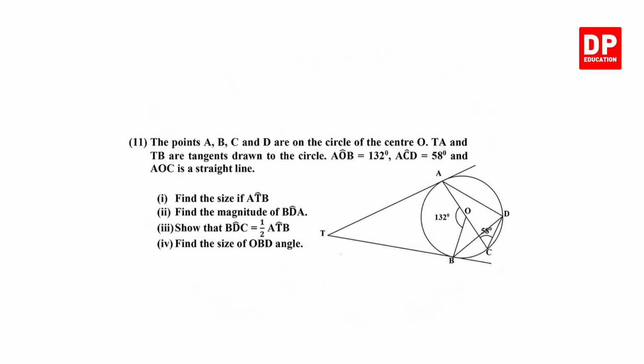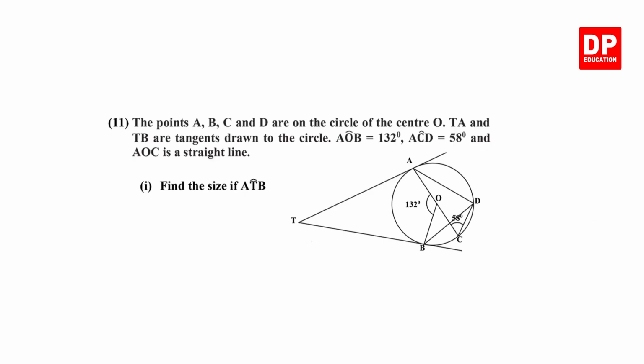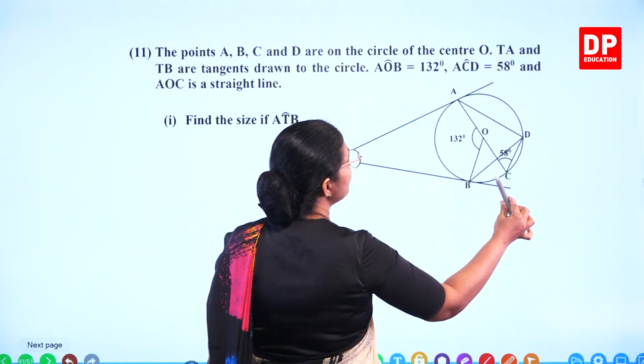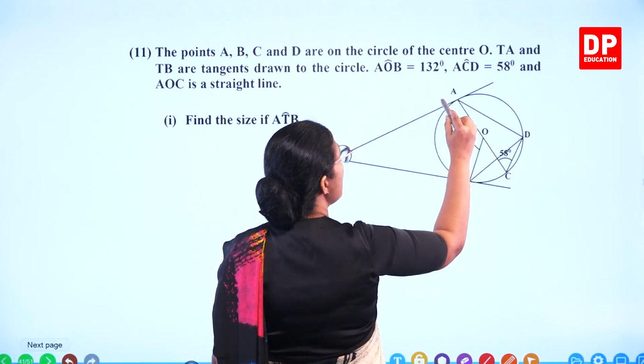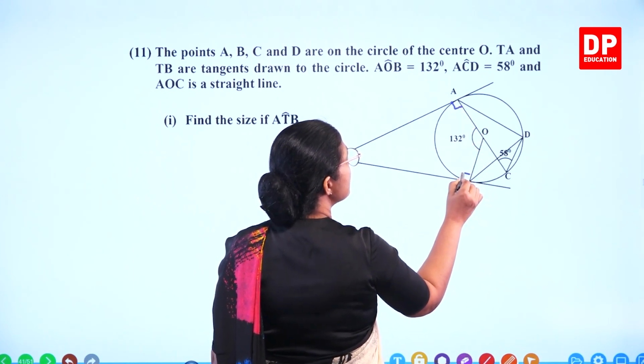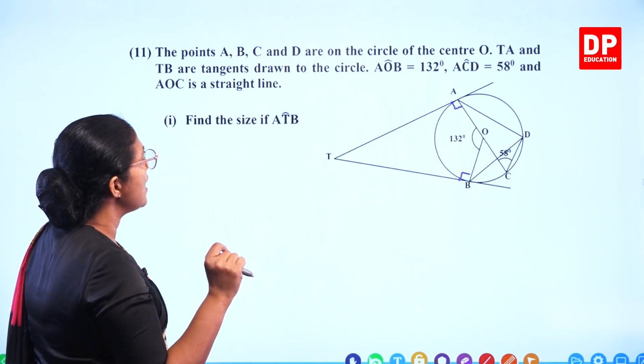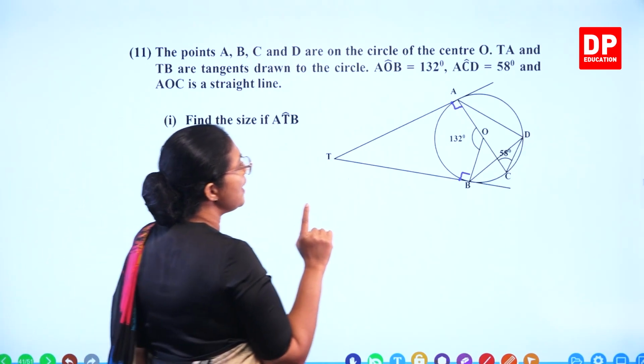Question number 11. It's about circle theorems. The points A, B, C and D are on the circle of the center O. TA and TB are tangents drawn to the circle. AOB is given 132, ACD is 58 and AOC is a straight line. So O is the center. So here we know AC is the diameter and this is tangent. So this is 90 and this is 90 because TB and TA are tangents. Find the size of ATB.